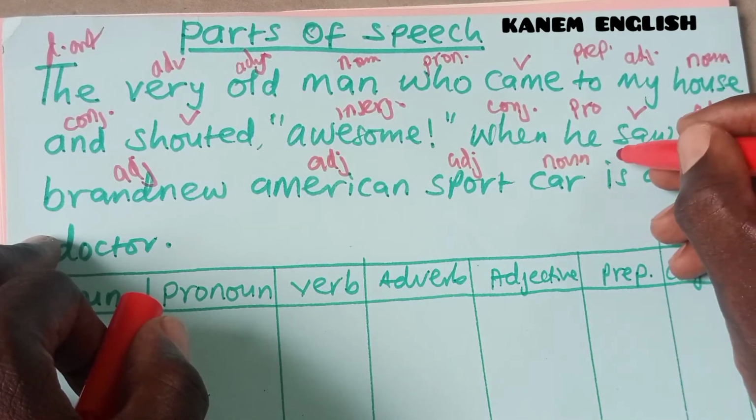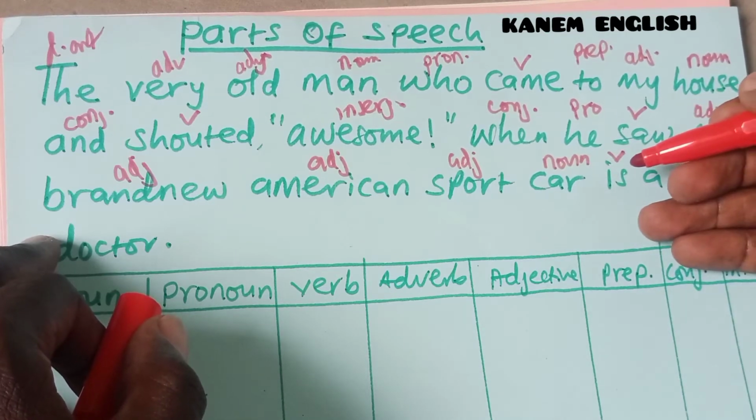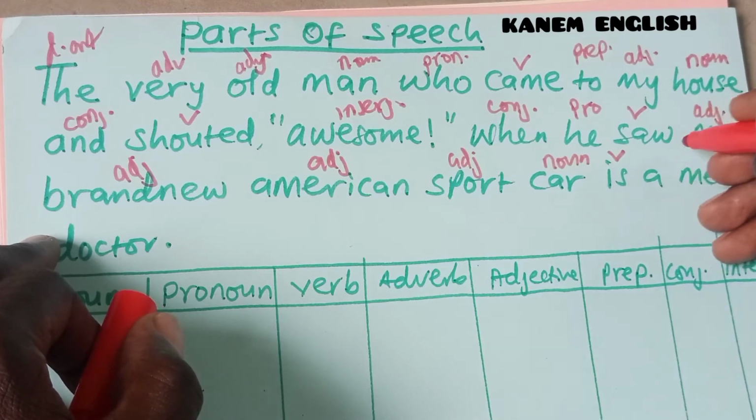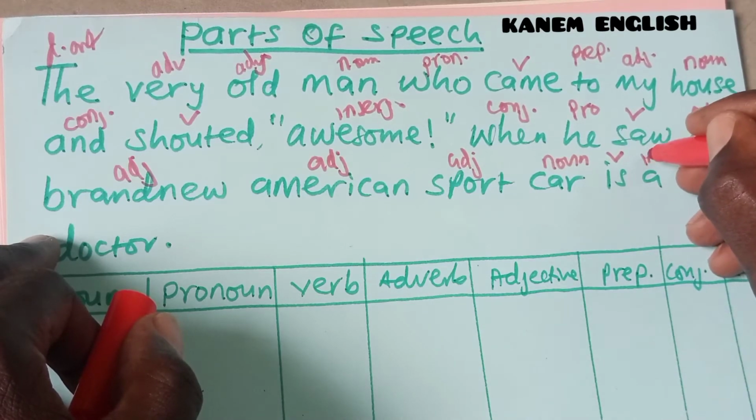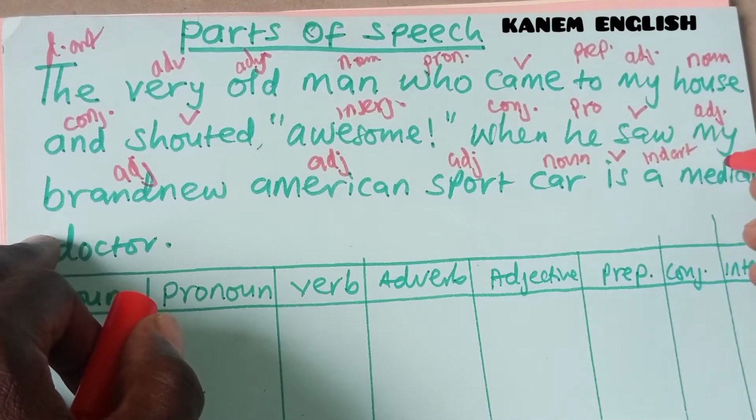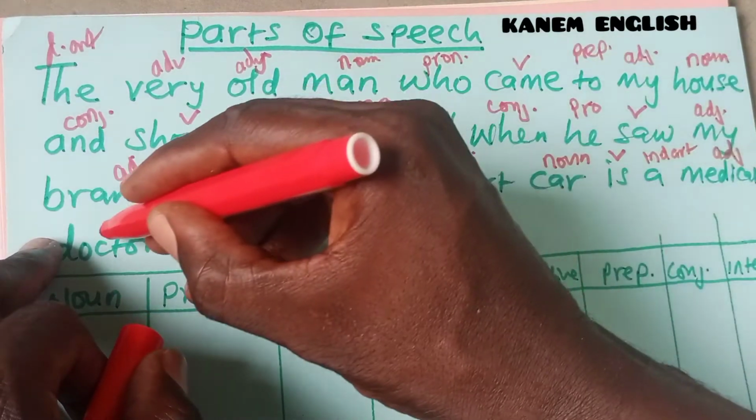Then we have the linking verb, which is auxiliary verb, but in this sentence we use it as the main verb, that is the linking verb. Then we have a, which is the indefinite article. Then we have medical, which is adjective. Then doctor, which is noun.